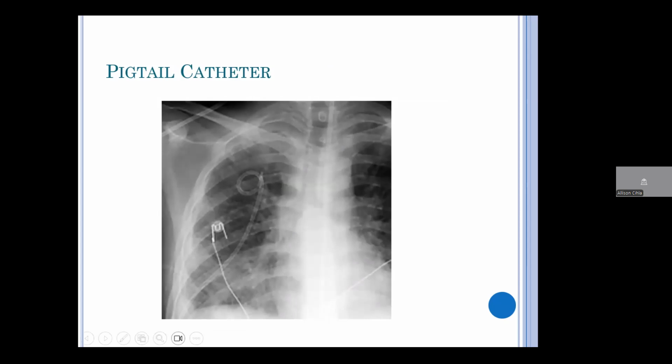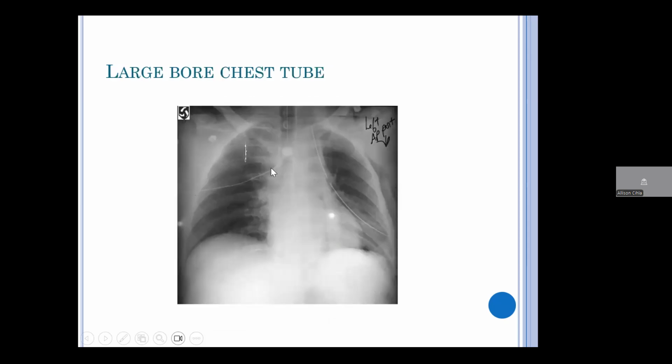This patient has a pigtail catheter, which is named because of its appearance. You can see this chest tube comes in here and curls around like a pig's tail. That is in contrast to a large bore chest tube, which is what this tube is right here. This little break in this radiolucent line is actually a drainage hole. And then this patient also has an ET tube that terminates here.